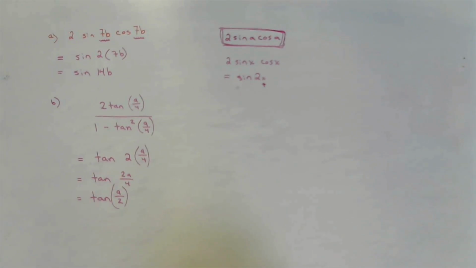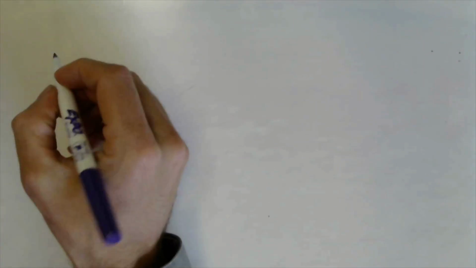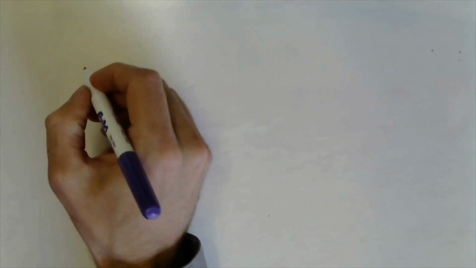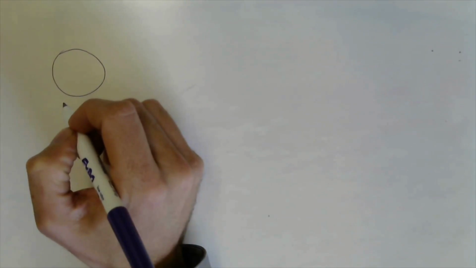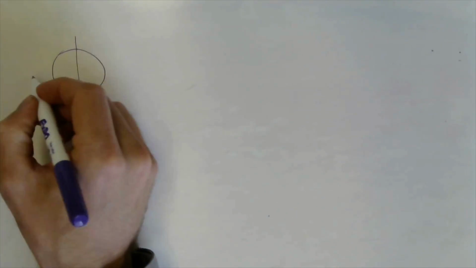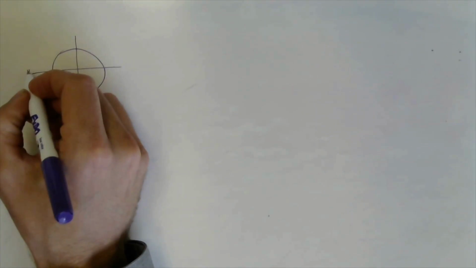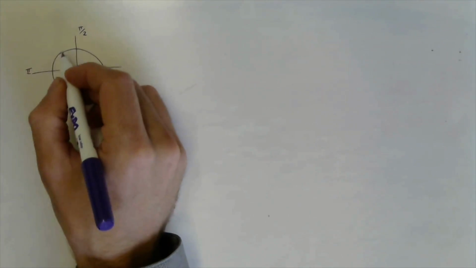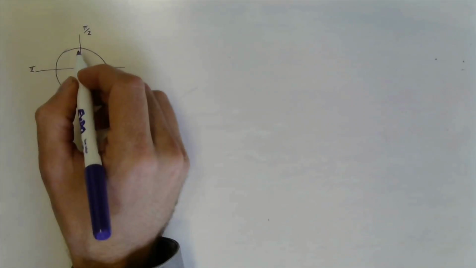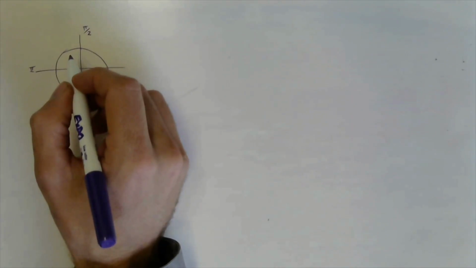In example 2, this is one of those where you're given the location of an angle and you're given the value of one of the trig ratios for that angle. So we're going to use the information that is given. We're going to draw a little circle to figure out where the angle is. We are given that it is in between pi over 2 and pi. So here's pi, and here's pi over 2. It's somewhere in quadrant 2. We're told that the sine is 4 over 5.